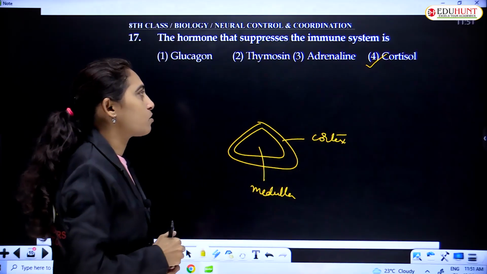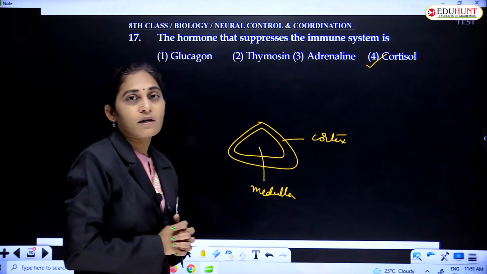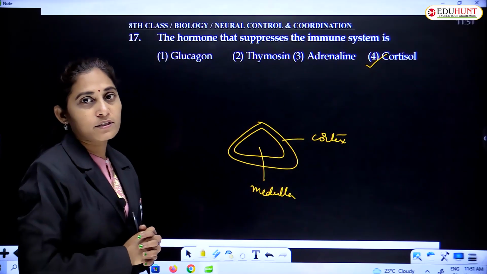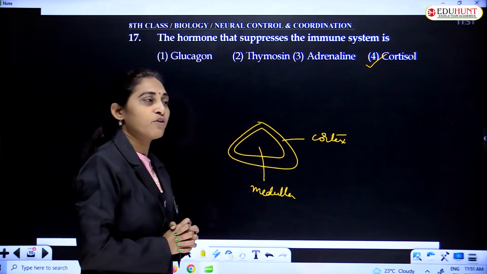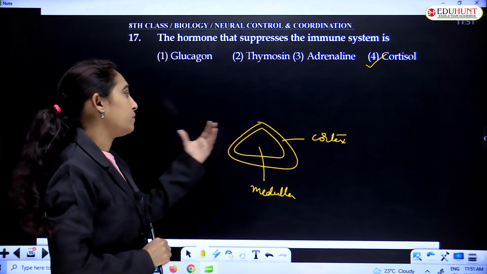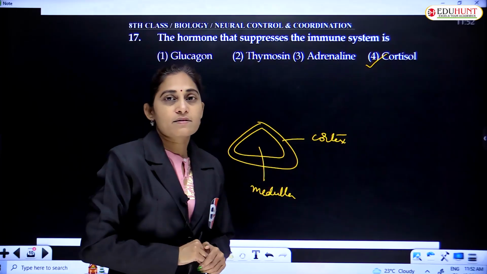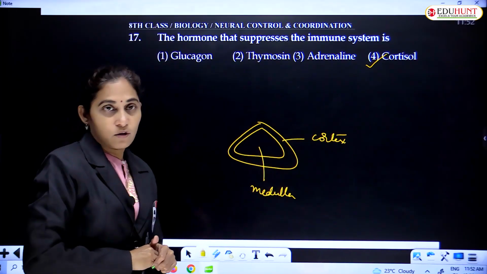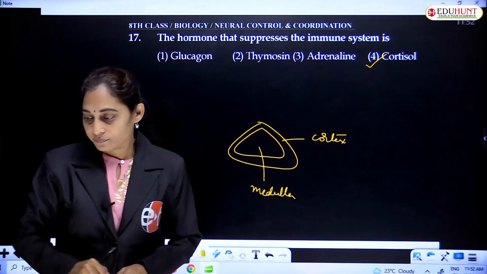In this cortex also we have three different zones, and mineralocorticoids, glucocorticoids and sex corticoids are the three different hormones secreted by the three different zones of the cortex. So cortisol is a glucocorticoid which suppresses the immune system.